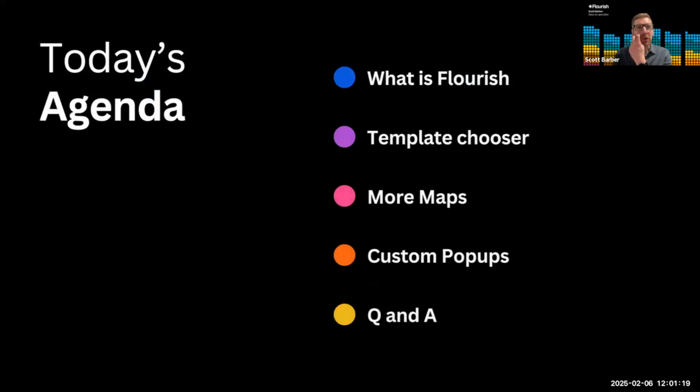If I just take you through what we're going to cover. First of all, we're going to talk about what Flourish is, give a little bit of background on what the tool is and what it can do. Then we'll go a little bit more hands-on. We'll show you how to choose what template, what visualization to use. And we'll go through a couple of real world examples, particularly using maps to visualize election data. We're also going to look at custom pop-ups. That's a way to really enrich your graphics by hovering over data points and getting more information. And we'll have some time for questions at the end.